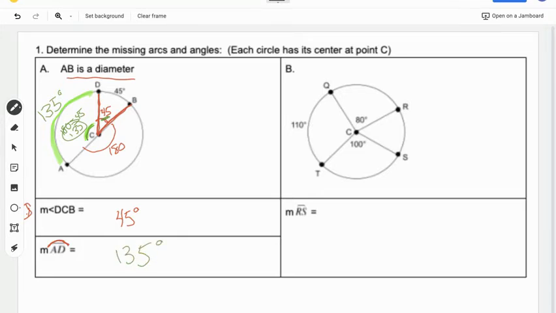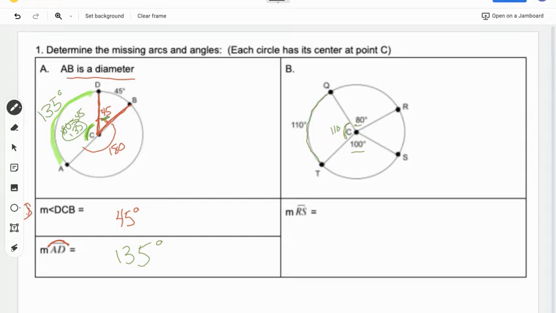Okay, let's look over at this next one. Now again, we know that C is in the center. We are told some other pieces of information. We know that we have an 80 degrees, a 100 degrees. We know this arc here on the outside, which means that this angle must also be 110.